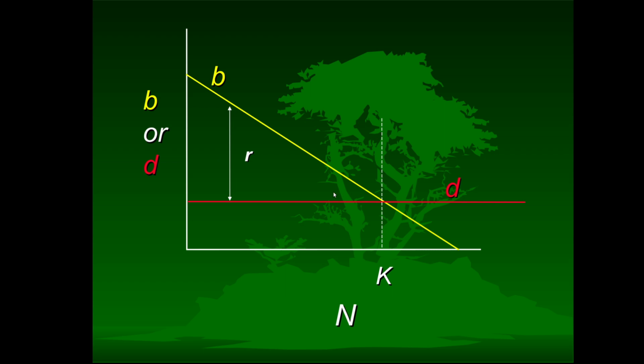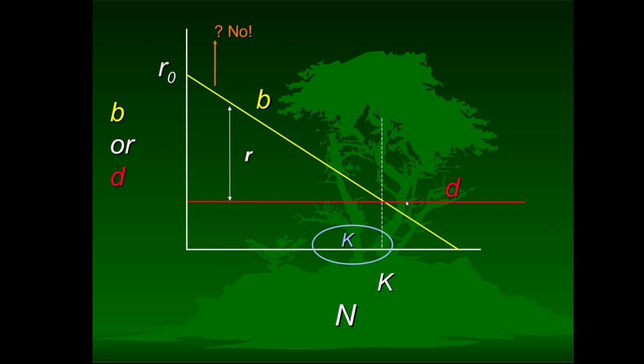But there is a trade-off, which means that increasing b at low density might result in a lower b at high density. Okay, so we've got K in this region. Now, if the population is in this region, it's got to be K selected. And if it's in this region, it's an r selected species.